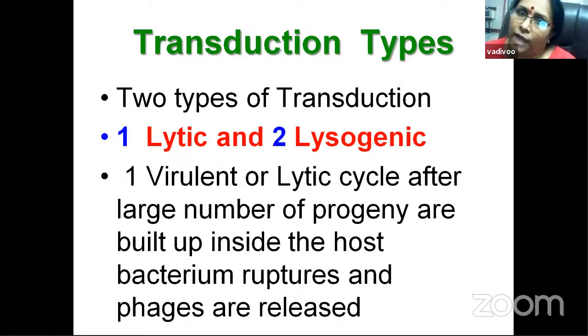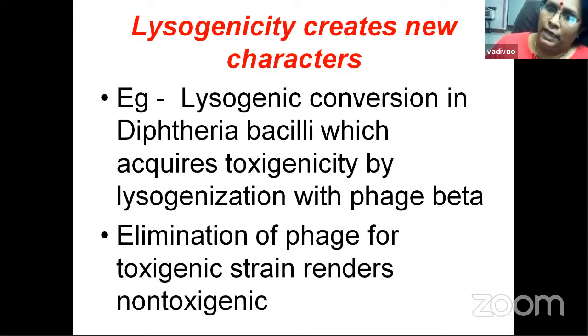So there are two types of transduction, lytic and lysogenic, and that is the lytic cycle, otherwise the virulent cycle. After a large number of progeny are built up, the host bacterium ruptures and releases the progeny viruses. So that is lytic. And in lysogeny, the phage integrates with the bacterial DNA, and then it is multiplied along with the bacterial DNA.